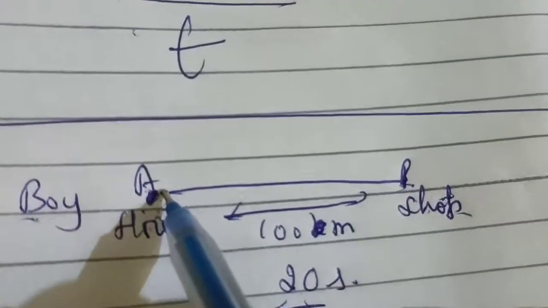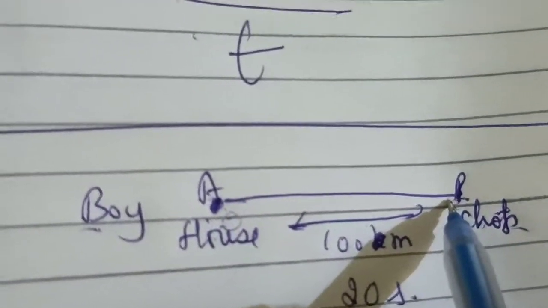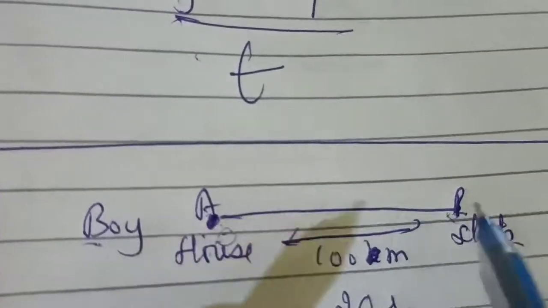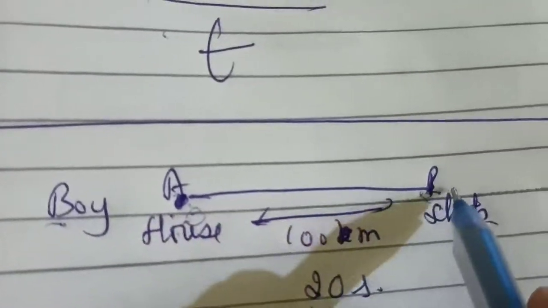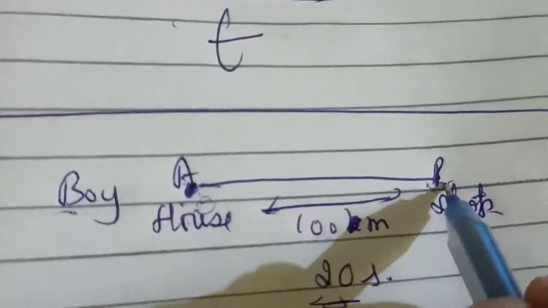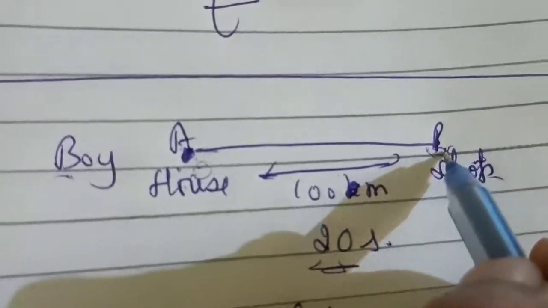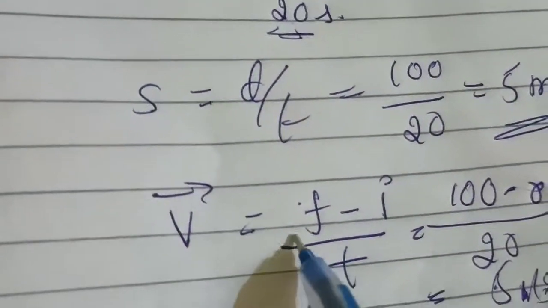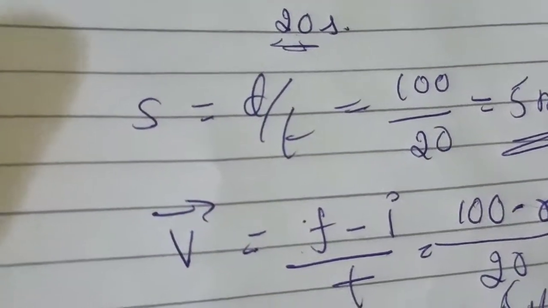Displacement is, the initial position is 0, the final position is 100. He is not coming back, but only the one way path. So the displacement will be 100. Even here the velocity will be the same, 5 meter per second.